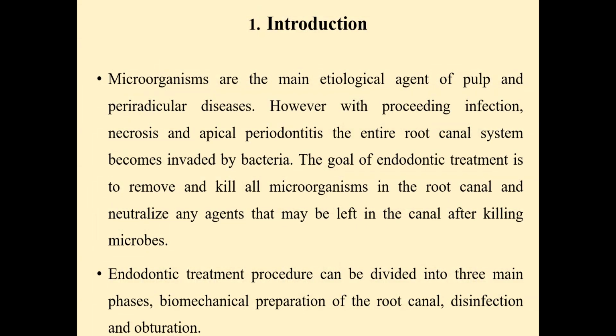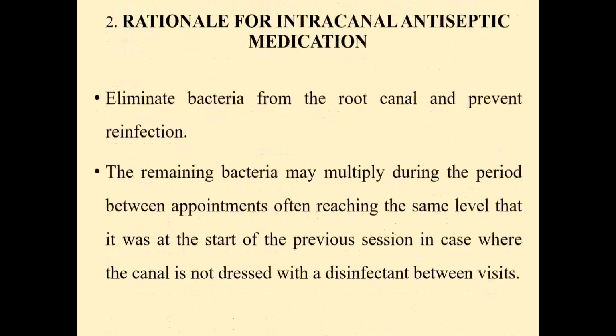Coming on to the introduction, microorganisms are the main etiological agent of pulp and periradicular diseases. However, with proceeding infection, necrosis, and apical periodontitis, the entire root canal system becomes invaded by bacteria. The goal of endodontic treatment is to remove and kill all microorganisms in the root canal and neutralize any agents that may be left in the canal after killing microbes. Endodontic treatment procedure can be divided into three main phases, that is biomechanical preparation of the root canal, disinfection and obturation.